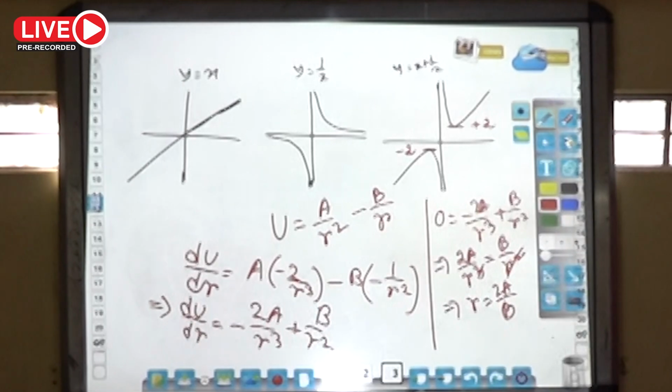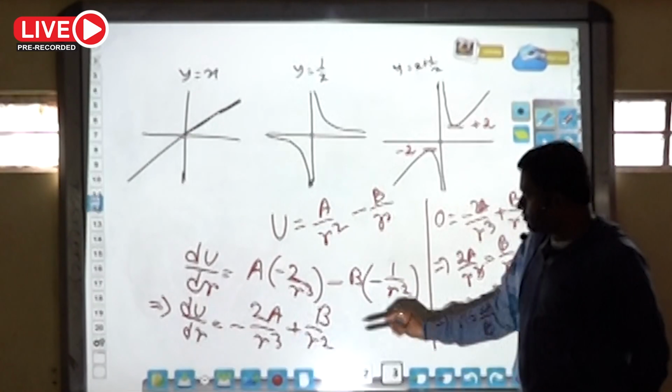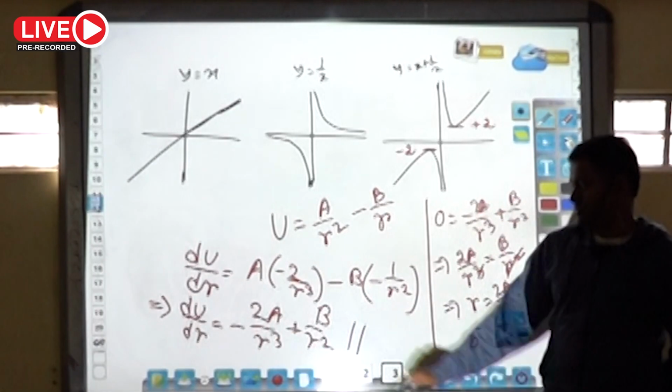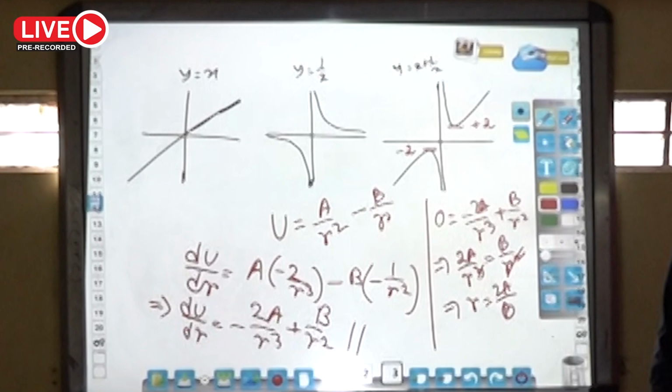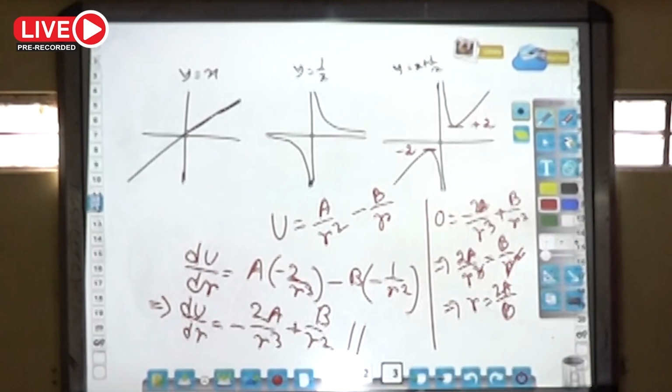So this is the stationary value. Now what is asked in the problem? Stable equilibrium. So whether this value corresponds to stable or unstable, that you have to check now. From this step, calculate the second derivative and then put the value of r and check the sign, whether it is positive or negative. If it is negative, then it is not stable. If it is positive, then it is stable equilibrium.